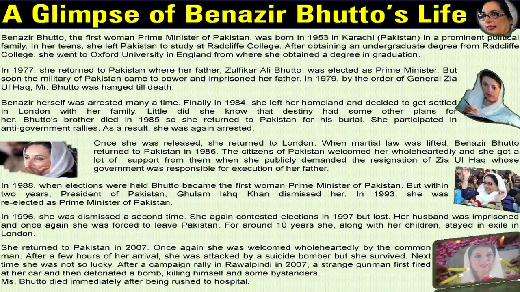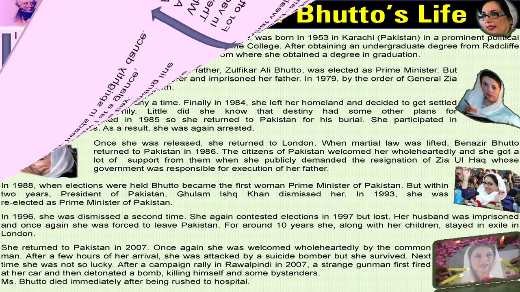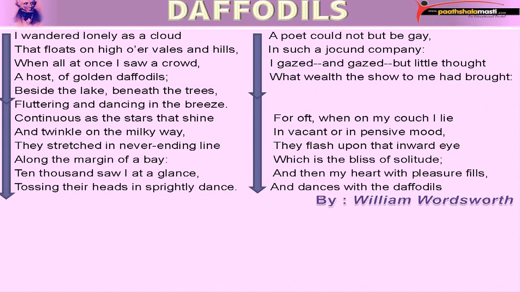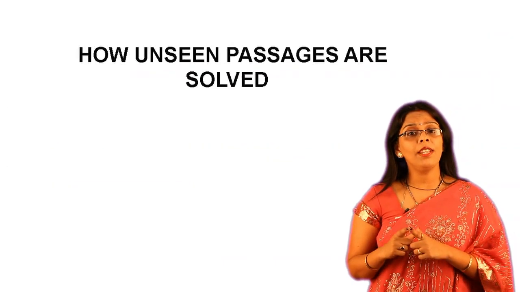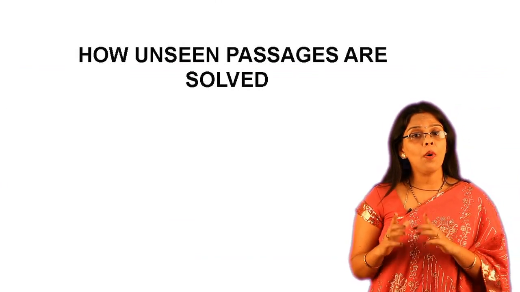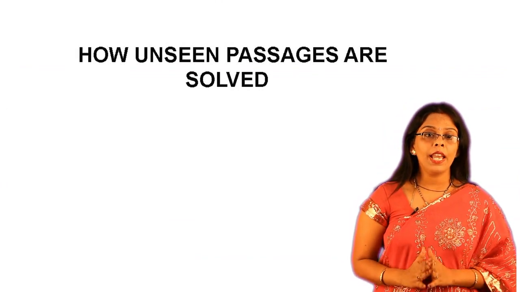You just saw 2 passages. The first one was a normal unseen passage, that was a glimpse of Benazir Bhutto's life, and the other one was an unseen passage based on poetry, Daffodils. The purpose of these examples is to show how unseen passages are solved.